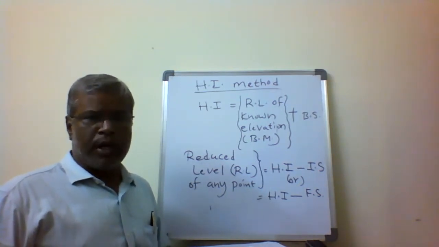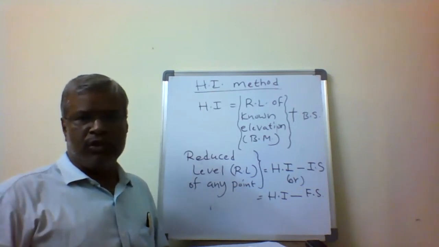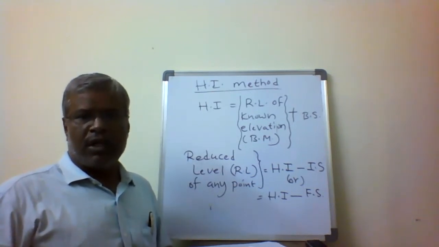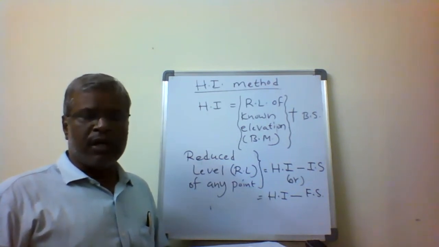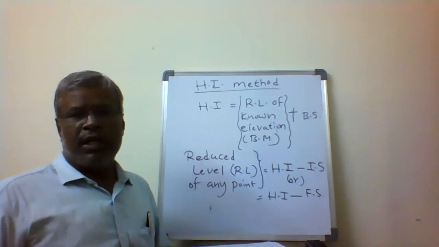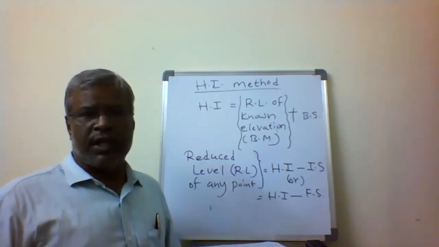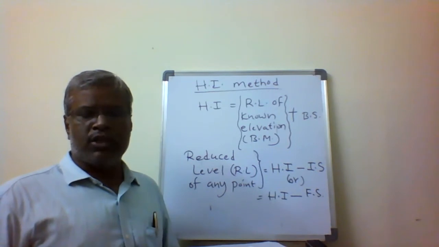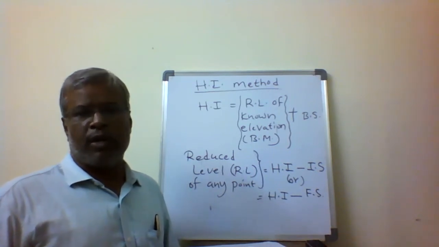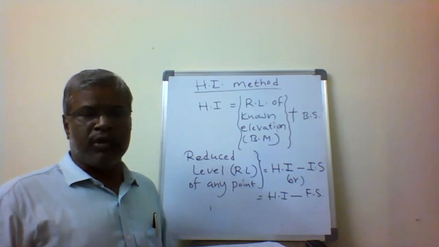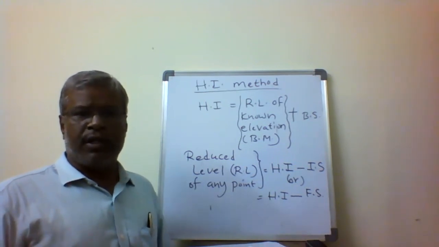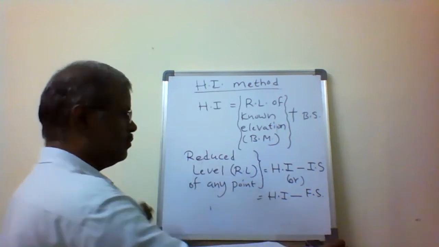Then the reduced level of any point in the progress of the work. If it is an intermediate sight, it is subtracted from the height of the instrument, and you get the reduced level or elevation of that point. Similarly, if a foresight reading is taken, it is subtracted from the height of the instrument, and we get the reduced level or elevation of that point. So intermediate sights and foresights are always subtracted from the height of the instrument to get the reduced level or elevation of that point.